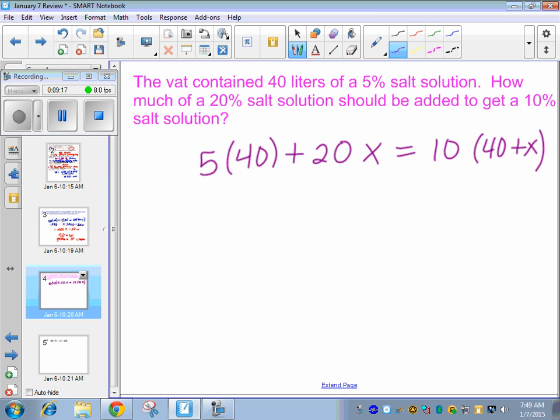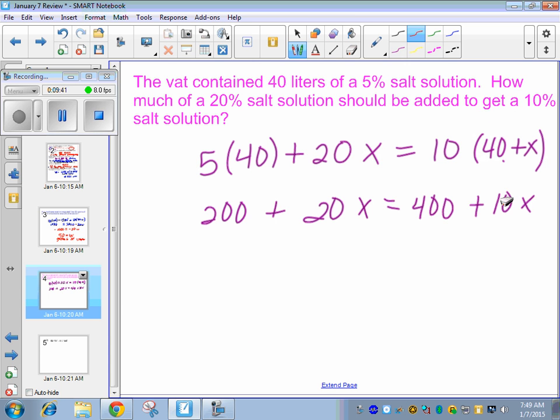Okay. So remember, the answer always just has the total amount of liters here, not the percents, over on this side. All right, so 5 times 40 gives me 200 plus 20x. And on this side, 10 times 40 gives me 400, and 10 times x gives me 10x.